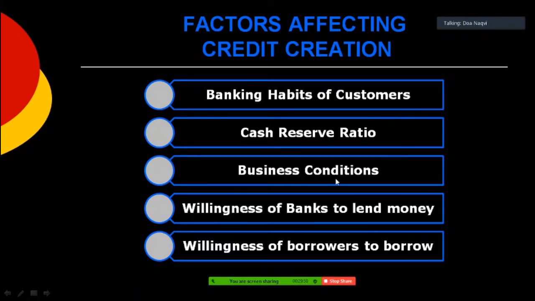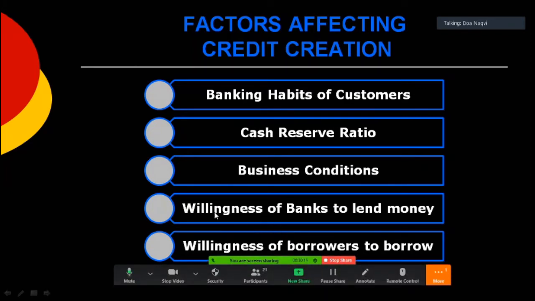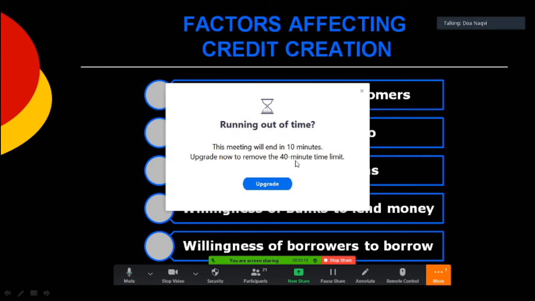Then the next factor is business conditions. Of course, the kind of situations that are existing with the economy. If it is on a boom, then more people will invest and more credit will be created. If it is in a recession, then nobody wants to invest their money and lesser money will be created. Similarly, whether banks are willing to lend money. Sometimes banks have the deposits, they have the money, but they do not want to lend it to anybody, simply because the market conditions are not so, or simply because the investors that they are getting are not of very good credit worthiness, or whatever the reason might be. So it also depends upon whether banks want to lend money or not.